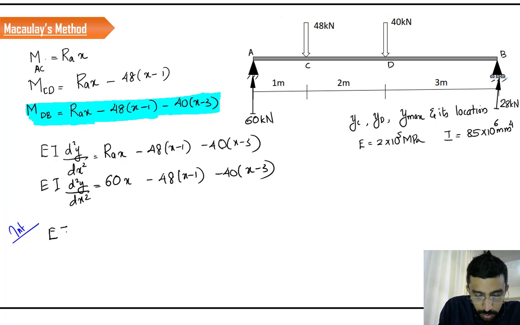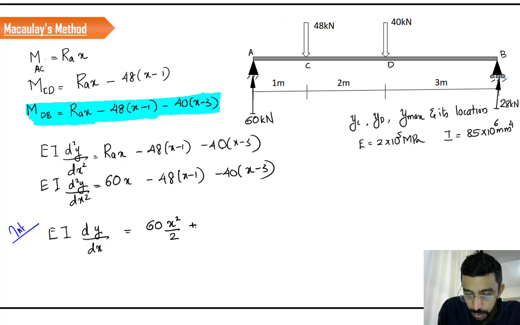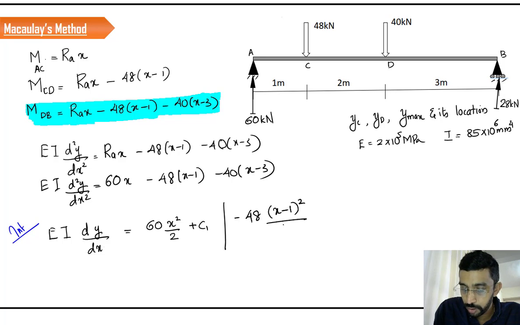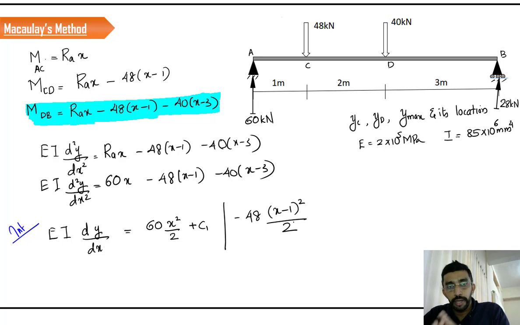When you integrate once, we are going to get EI into dy by dx is equal to 60 into x square by 2 plus c1. Now comes the block minus 48 into x minus 1 the whole square by 2. Because I am not expanding the brackets, I am simply considering that particular term as a single entity and integrating. That is how you have to solve it when you use Macaulay's method. That's how it is defined in Macaulay's method.